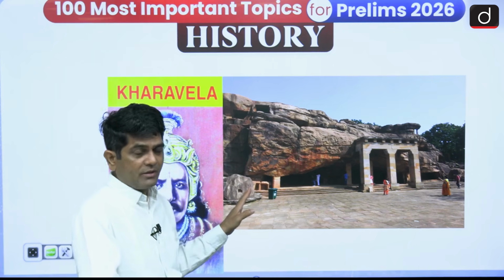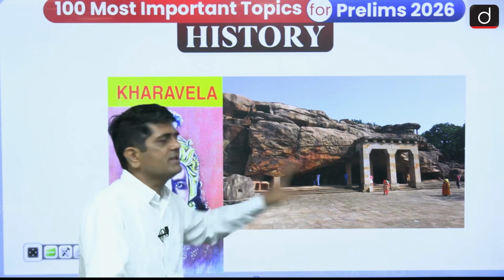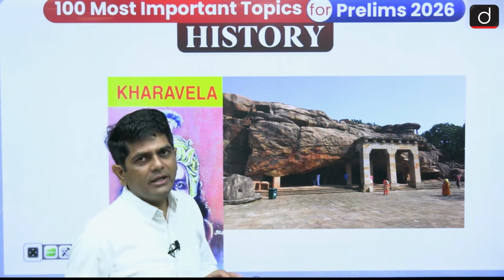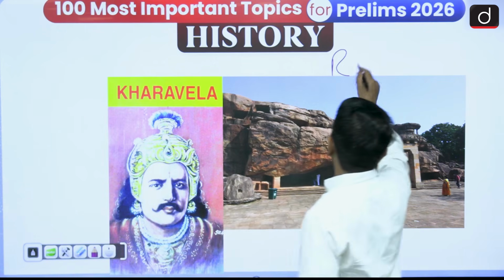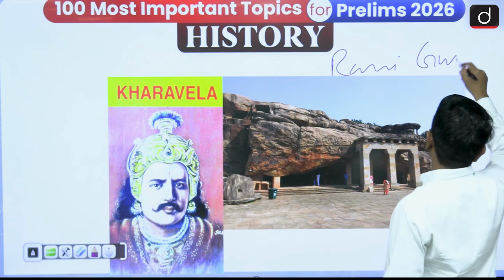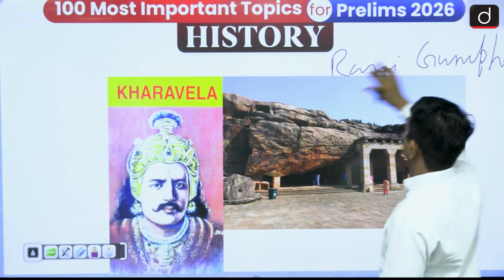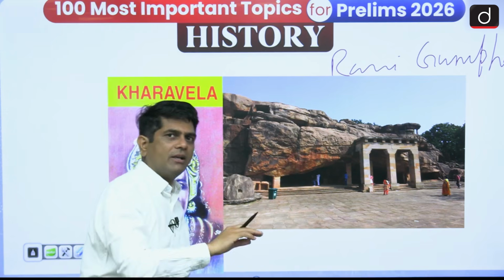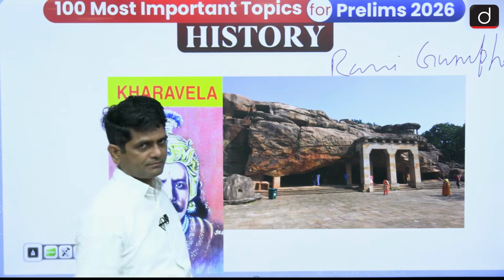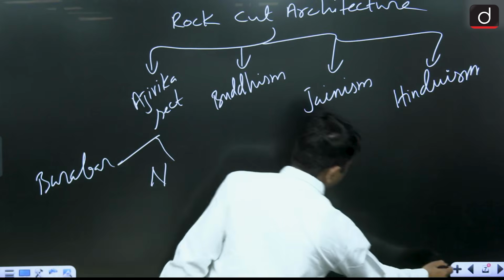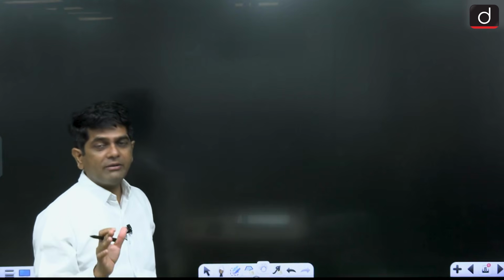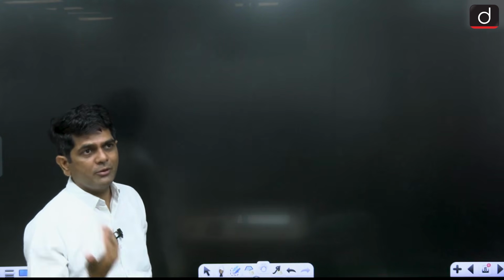Undated inscription found where? This Hathi Gumpha inscription. Then in Udaygiri hills at Bhubaneswar, we have one more cave called Rani Gumpha, the two-storied cave, and this is the largest cave of Udaygiri as well as Khandgiri. Kharvela belongs to which period? Post-Mauryan period.